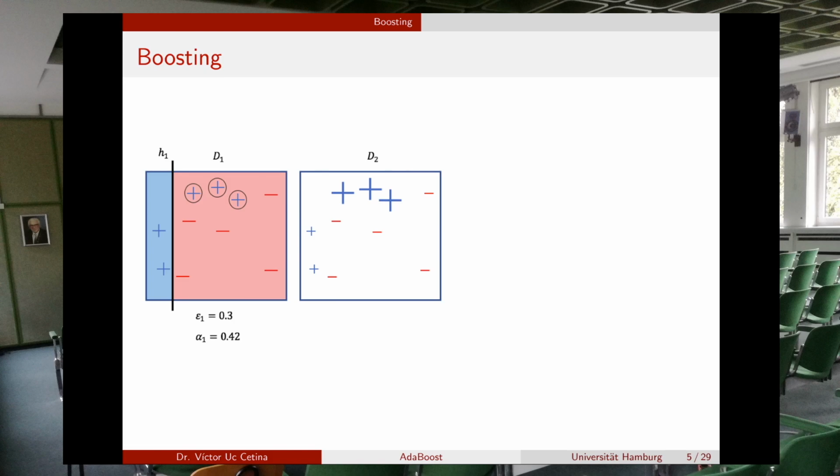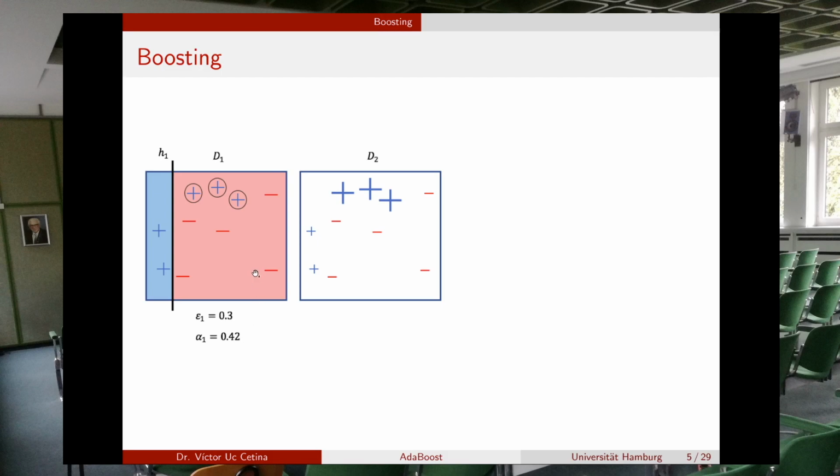If we have weak learners that have large error, then we will assign a small alpha, so we trust them less. Once we have calculated epsilon, you will see later that we have a formula to calculate alpha as a function of epsilon, and this is going to be inversely proportional to epsilon.